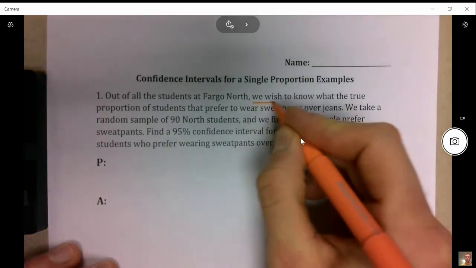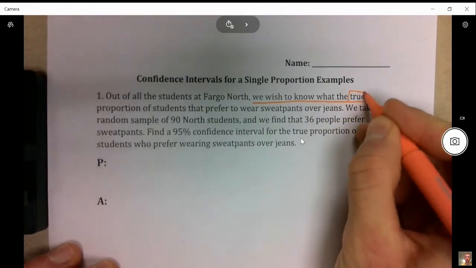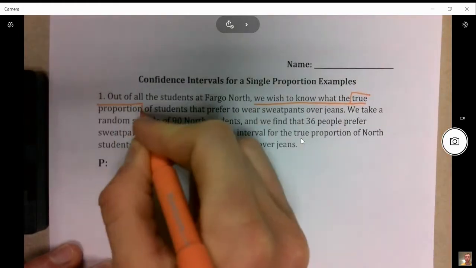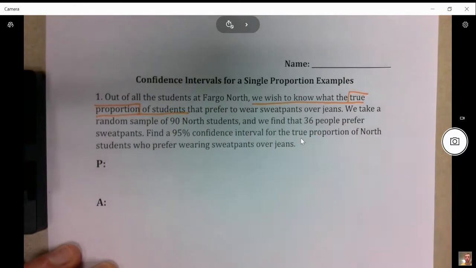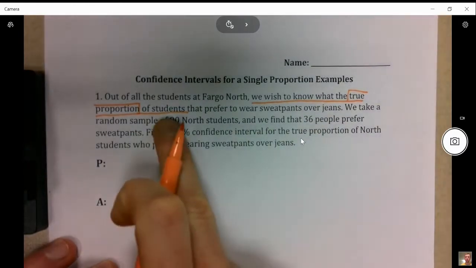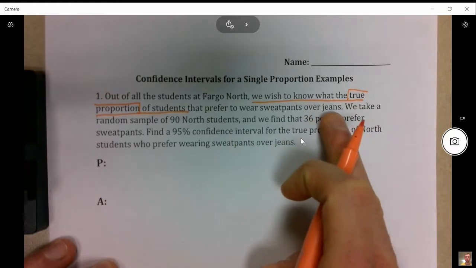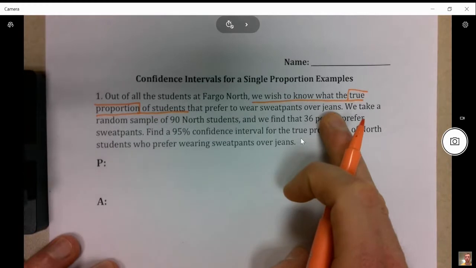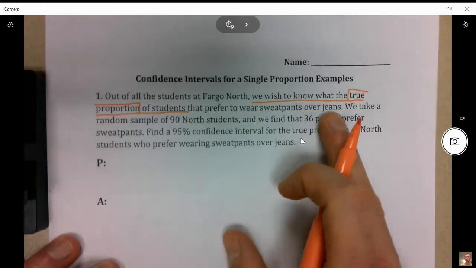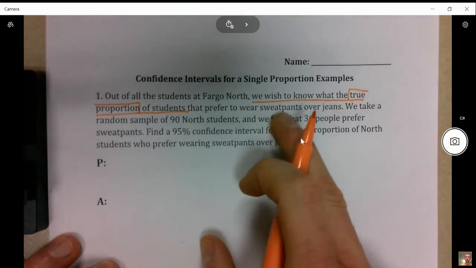That's what we want to know. We wish to know what the true proportion is. And when I say true proportion, that means out of everyone, what that actual proportion is of students that prefer to wear sweatpants over jeans. Okay. So in short, we want to know if we were to take everyone at Fargo North and poll, do they prefer sweatpants over jeans? We want to know what percent said sweatpants.